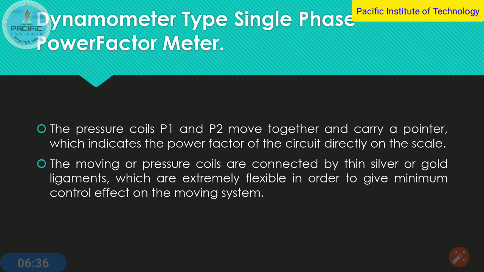And remember one more thing: for the measurement of power factor on a high voltage system, the current coil and the pressure coils of the instrument may be connected with the main circuit through a current transformer and potential transformer, as it is not possible to directly connect the high voltage system to the power factor meter. So for measuring the power factor of a high voltage system, we connect this system with the CT and PT.